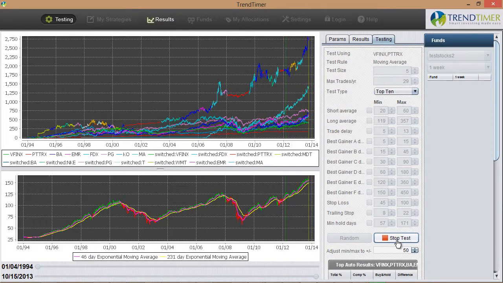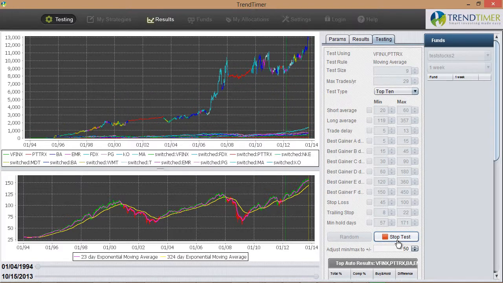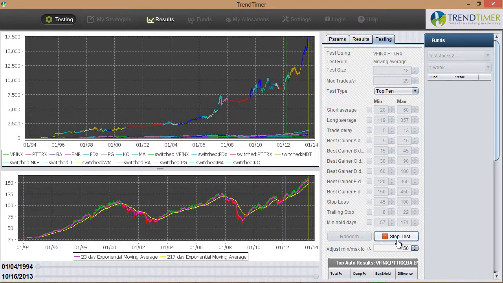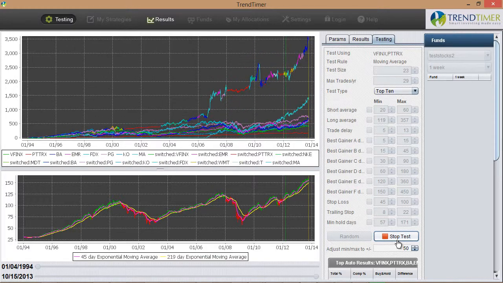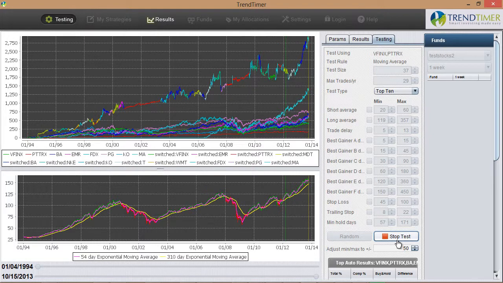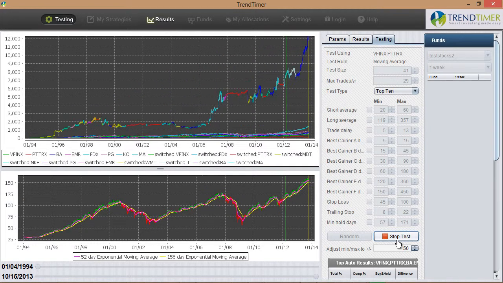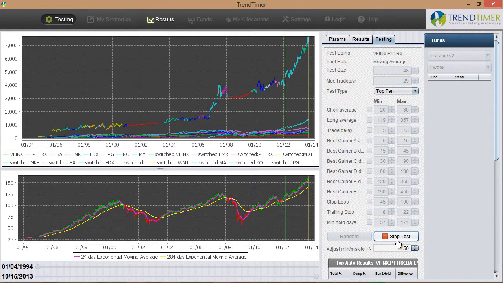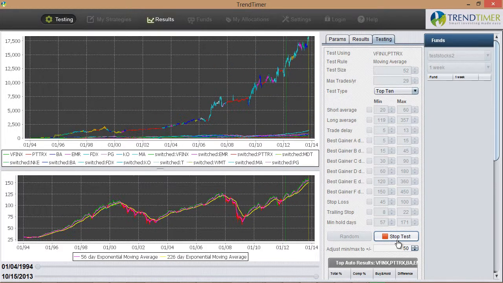So our test is now running, and you can see that the graph is updating automatically. Every time the graph updates, TrendTimer is experimenting with a new set of parameters, and these parameters are generated randomly. One thing to notice here is that in almost every instance, the switched line of the graph is rising above the individual lines for the stocks contained in the strategy.